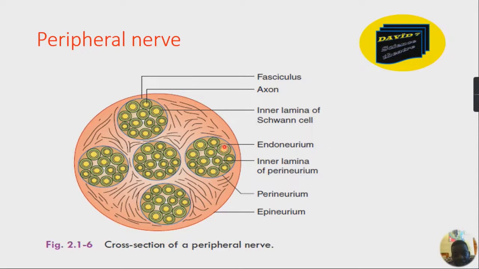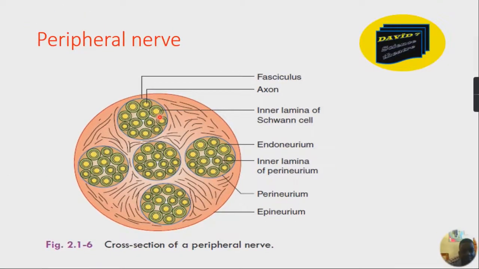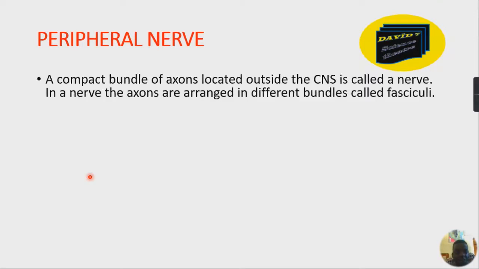Okay, and the endoneurium, you can see here we have the inner lamina of the perineurium. Okay, the perineurium will be having two lamina. So this inner lamina of the perineurium, and the inner lamina of the Schwann cell is also visible there. If you can just see, you can see something there. All right, so we can continue right now. This is just an axon. Okay, so all right, let's continue about the peripheral nerve.